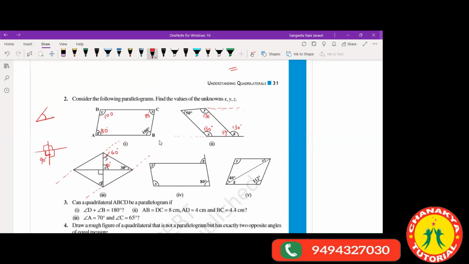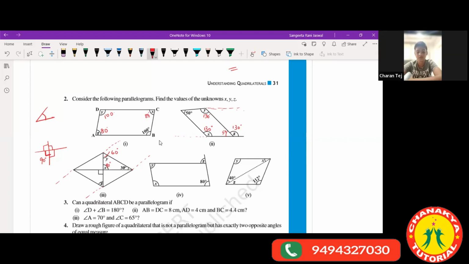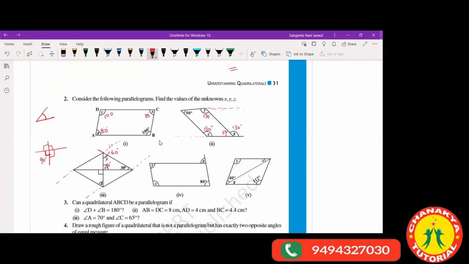Yes? Have you studied that? Yes, ma'am. So, I've extended this line. I'm supposed to extend this line. Suppose if I extend this line, why am I extending this? Because this angle is formed with this line, so I have to extend this line.